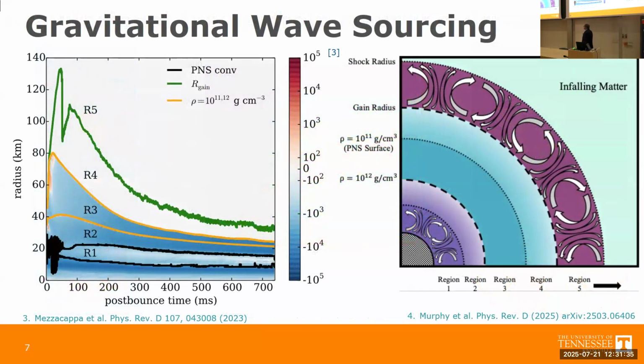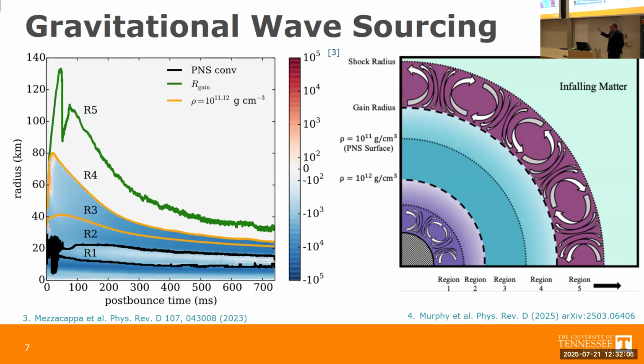And for these three-dimensional models, to better understand this high-frequency feature, we did a study where we combined two different analysis techniques. The first one was briefly mentioned, where we decomposed the region into 5 different parts of the computational domain, and we investigated which part of the gravitational wave signal comes from each of these regions.